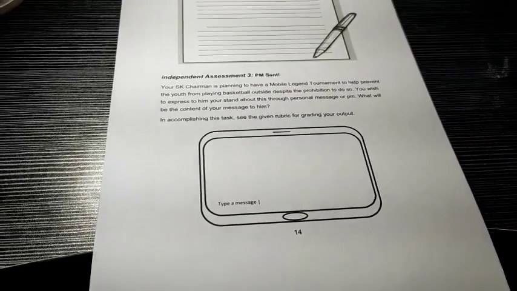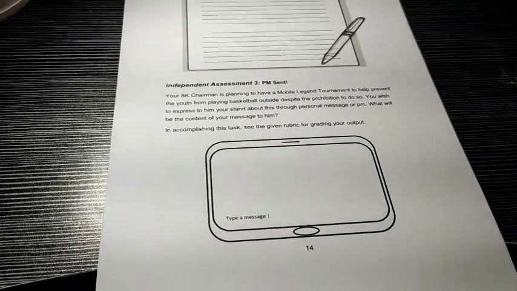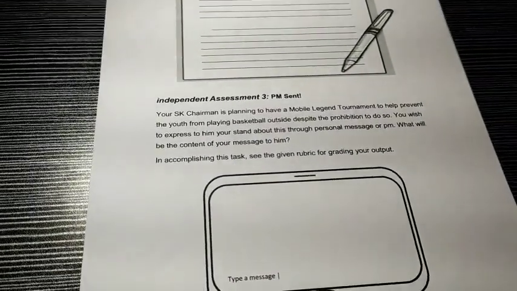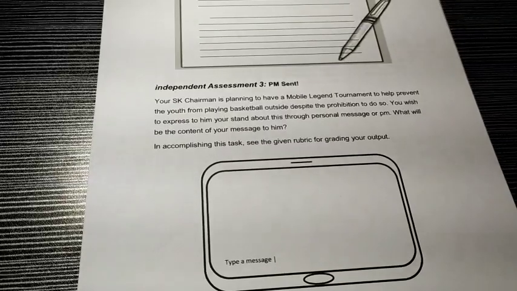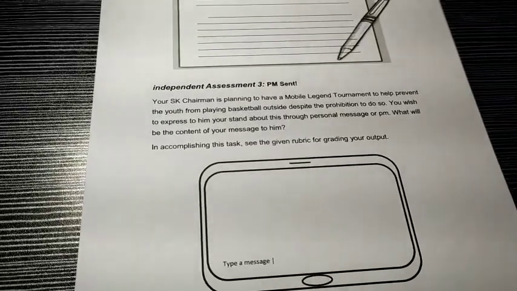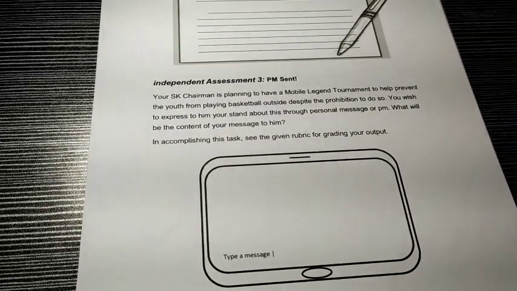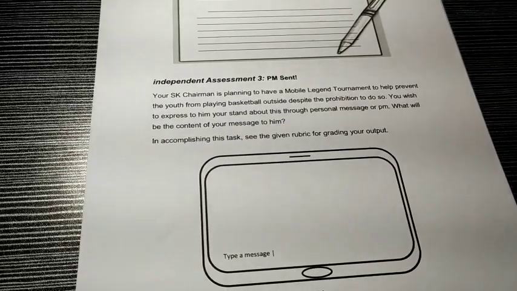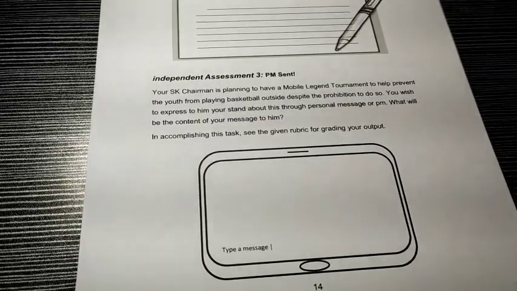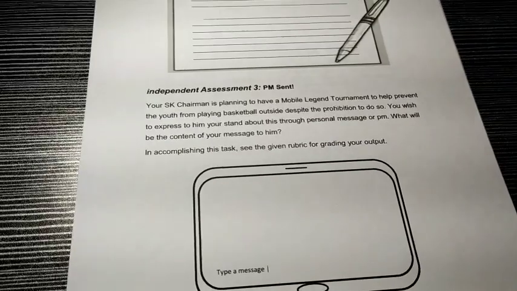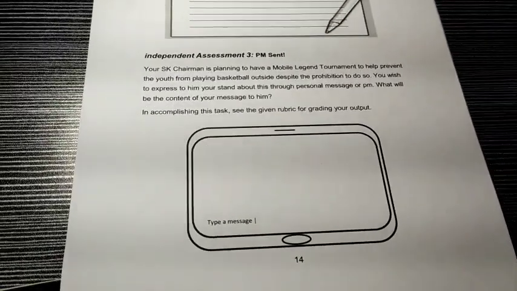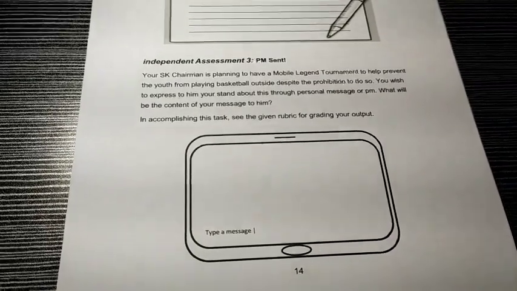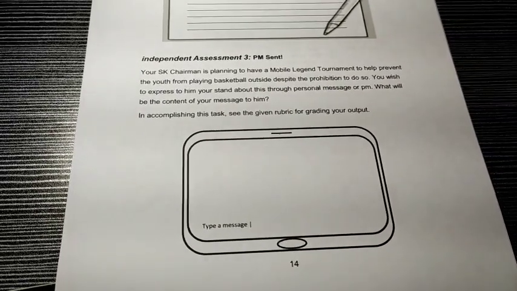Then independent assessment number 3, PM sent. The SK chairman is planning to have a Mobile Legend tournament to help prevent the youth from playing basketball outside despite the prohibition to do so. You wish to express a clear stand about this through personal message or PM. What will be the content of your message to him or to her? In accomplishing this task, see the given rubric for grading your output.